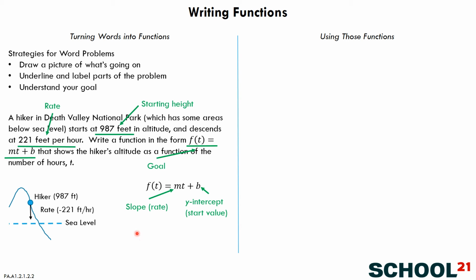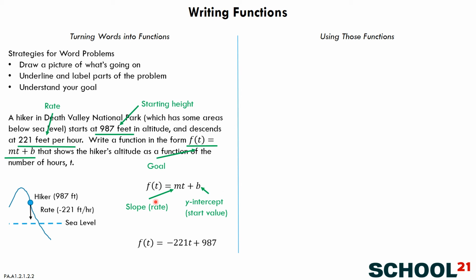So now, we already know the rate and the starting value, right? Okay, so let's go ahead and write this out. I'll start it off. f of t equals, so what should I write for the rate? Negative 221. Good, and we'll multiply that by t, just like we're doing here. We're just rewriting this with the numbers here for m and b. And then what should I write? 987. Good, and should I do a plus 987 or a minus 987? Was the altitude a positive altitude to start with or a negative altitude?